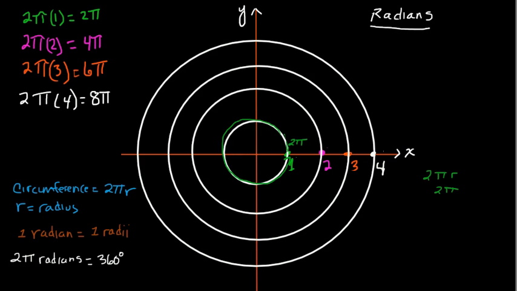Now this next one, its radius is 2, so the distance from there to there is 2. And if you went all the way around this circle, 360 degrees, what would you have? You would have 2 pi r, and r is 2, so it would be 4 pi. That's why we got 4 pi. So the distance all the way around a 360-degree circle with a radius of 2 will be 4 pi.